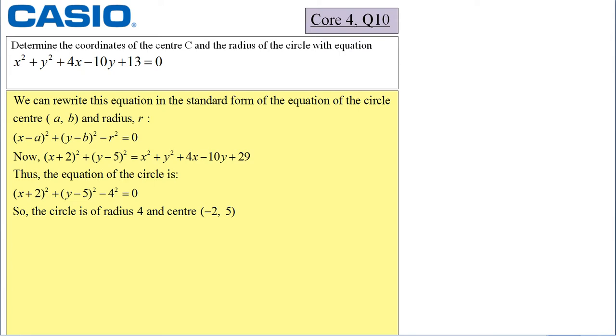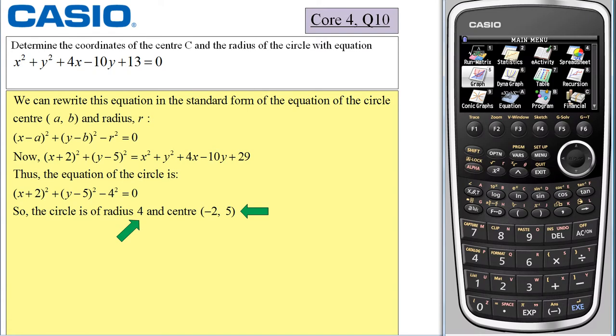In question 10, we need to determine the coordinates of the centre C and the radius of the circle with equation x squared plus y squared plus 4x take away 10y plus 13 equals 0. And you can see that I found the circle to have a centre at minus 2, 5 and a radius of 4. Now I'm going to use the Casio graphical calculator to draw the equation of this circle and see if I can confirm these two pieces of information.